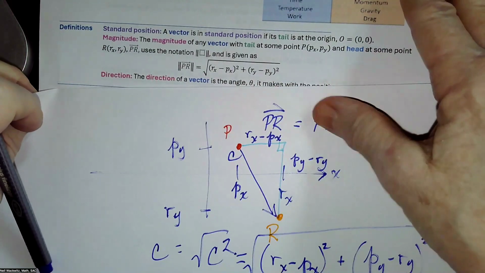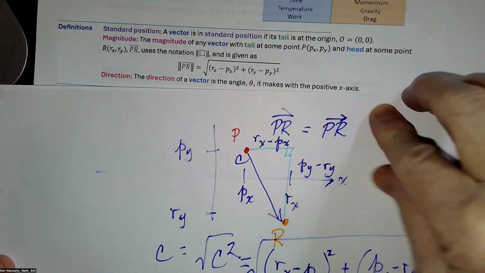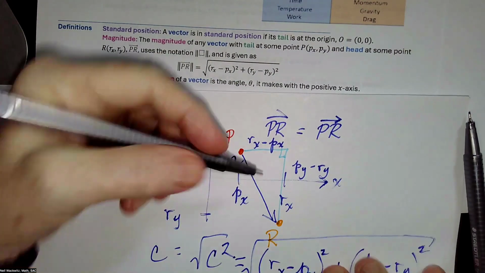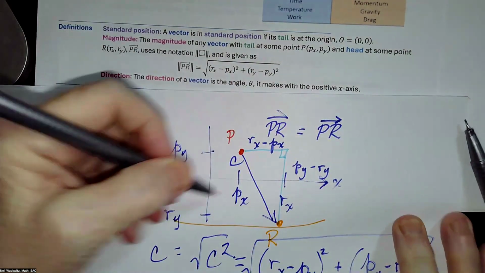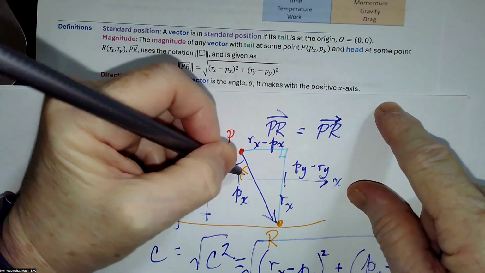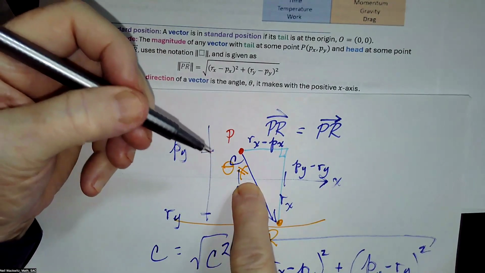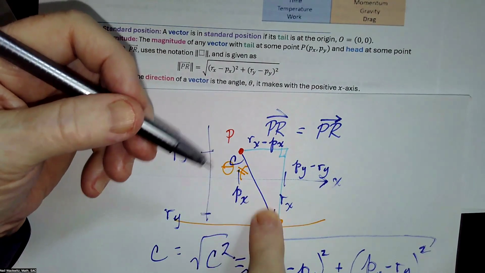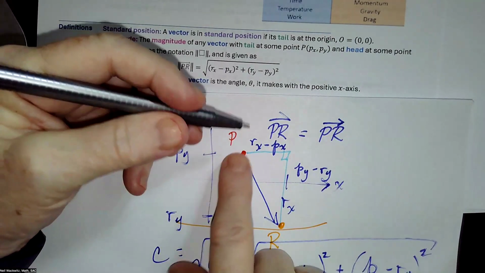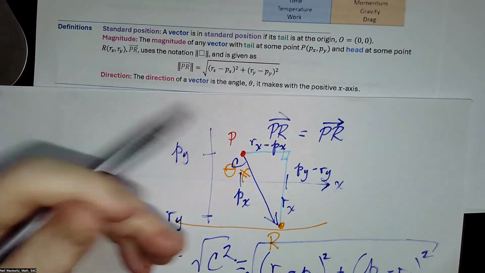The direction is the angle that the vector makes with the positive x-axis. So here, the angle theta, it'll be the same. So the angle theta will be the direction of PR.